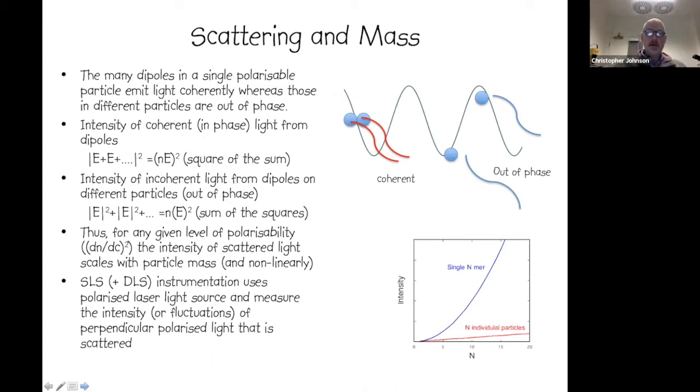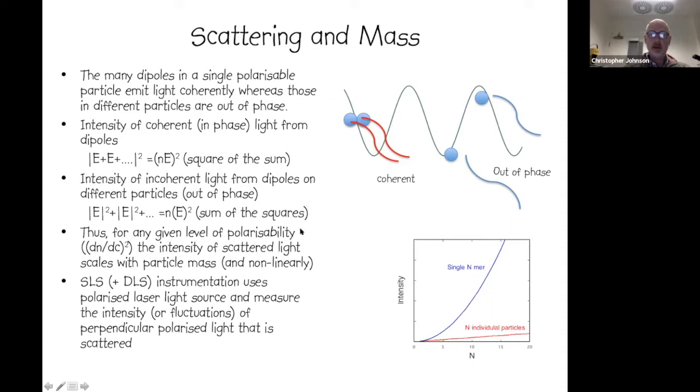uses of light scattering, certainly here at the LMB, is that if we consider a large particle, it will have many, many dipoles in it. If these are located within a single particle, they will emit light coherently, whereas the dipoles in particles which are independent will emit light which is out of phase. So when you think about the intensity of the coherent light coming from the individual particle, we have to sum up the electric vectors and then square them to get the intensity of the light, the so-called square of the sum. But the intensity of incoherent light from these separated particles, which are out of phase, is just their intensities summed, so the sum of the squares.